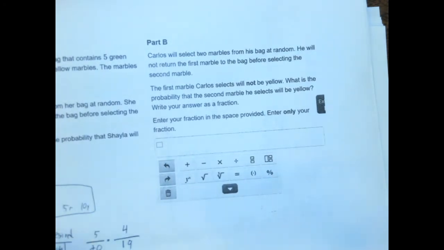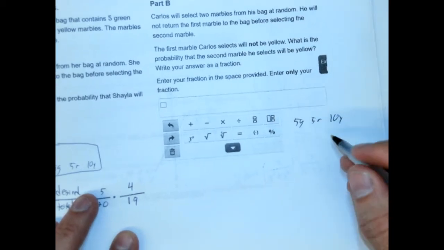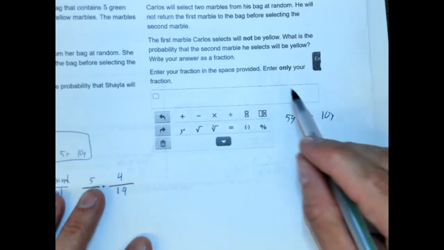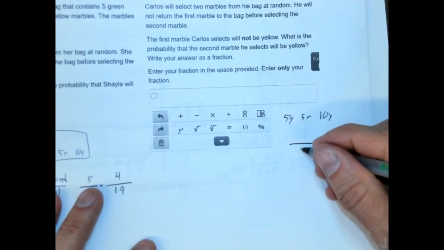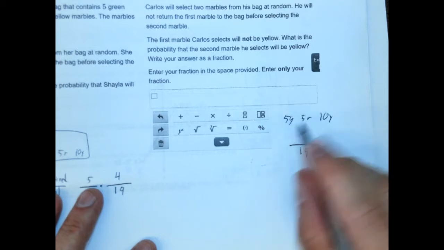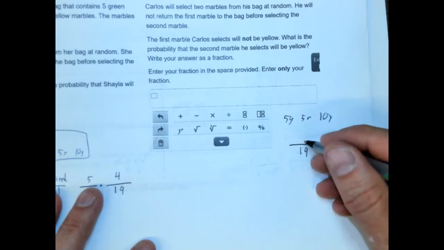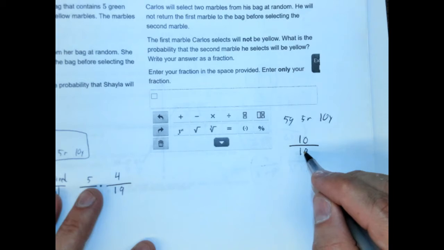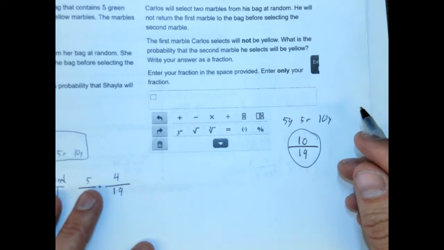Okay, so let's look again. So there's 5 green, 5 red, and 10 yellow. So the first one's not yellow, so it's going to be one of these. And then we want to know what's the probability the second one will be yellow. Okay, so first of all, he takes one out. That means there's 19 left, right? And it was not yellow, right? So how many yellow are left? If he didn't take a yellow the first time, it means there's still 10 yellow out there, right? That's the desired result, 10, but there's only 19 this time. He took either a red or a green last time. So it's 10 over 19, and that's it, okay?